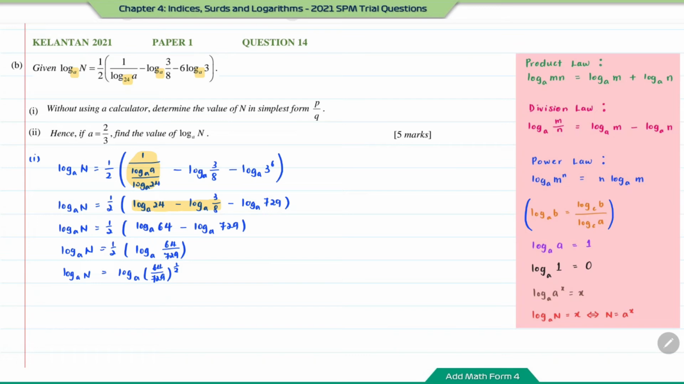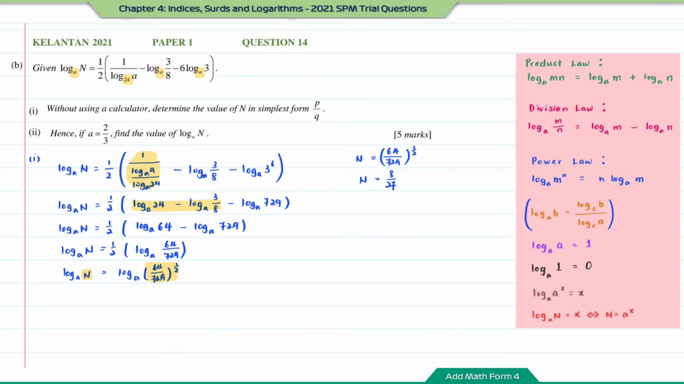Now, both sides are log of base a. Therefore, I can just compare the n with the 64 over 729 to the power of 1 over 2. So now I know that n is equal to 64 over 729 to the power of 1 over 2. So this is actually the square root of 64 over 729. Therefore, you will get the answer of 8 over 27.